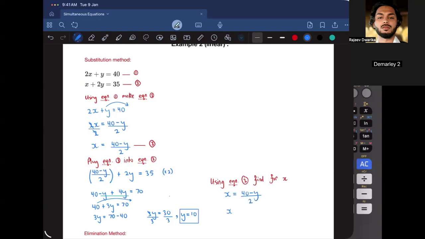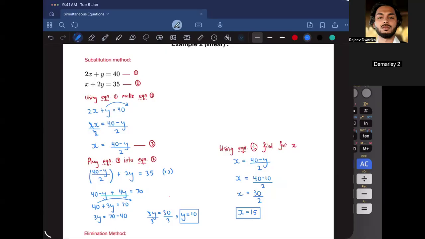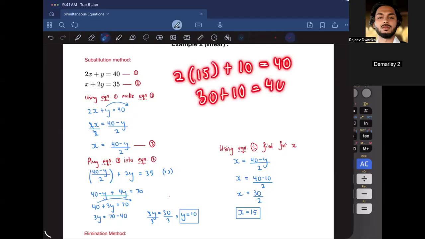And so we know that y is 10. So that's going to be 40 minus 10 all over 2. 40 minus 10 is? 30. Right, and 30 all over 2 is 15. Was that the same answer we got when we did the elimination? Yes. So these are your solutions. And obviously, it's supposed to satisfy the equations, right? So into equation 1, that's going to be 2 by 15 plus y, which is 10, and that's supposed to be equal to 40. 2 by 15 is 30, plus 10. Yeah, so it works out.